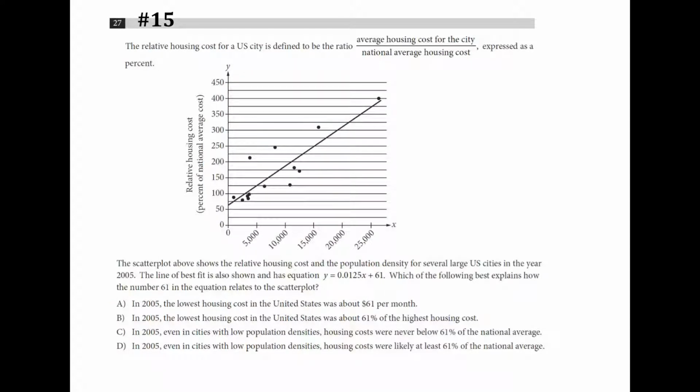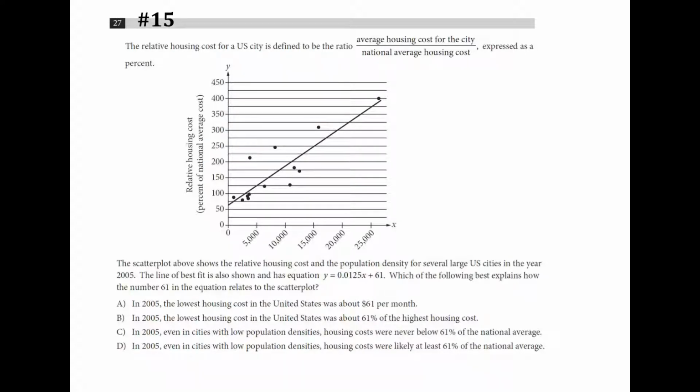27. The relative housing cost for a U.S. city is defined to be the ratio of the average housing cost for the city divided by the national average housing cost, expressed as a percent. The scatter plot above shows the relative housing cost and the population density for several large U.S. cities in the year 2005. The line of best fit is also shown and has the equation y is equal to 0.0125x plus 61. Which of the following best explains how the number 61 in the equation relates to the scatter plot?